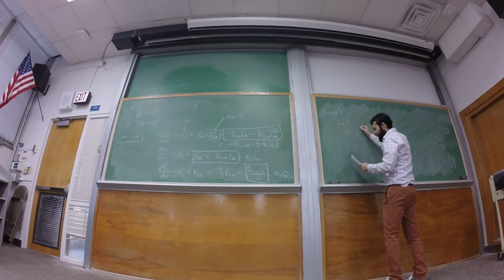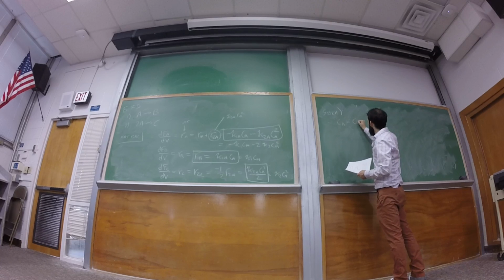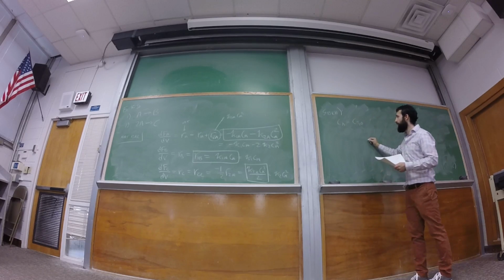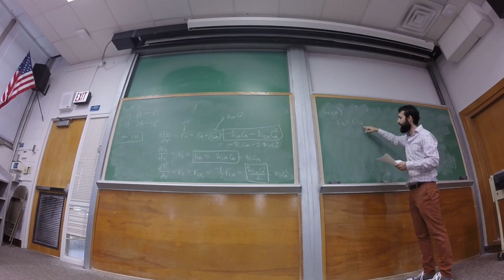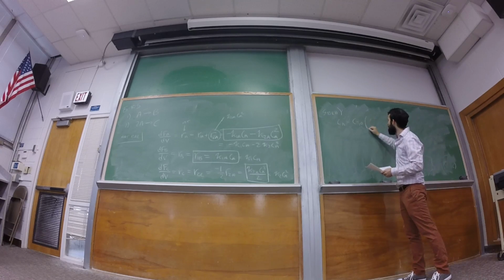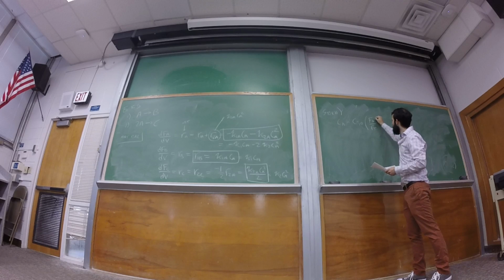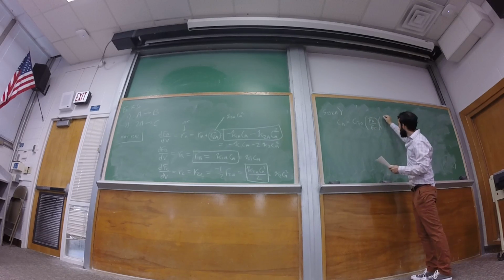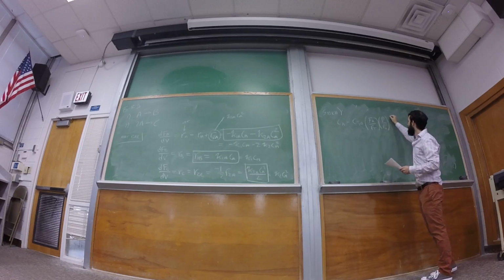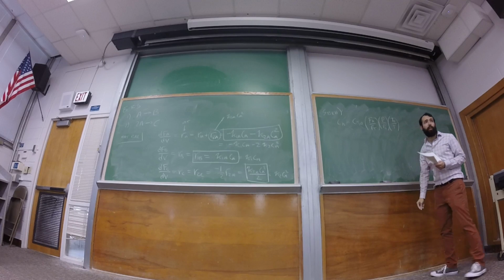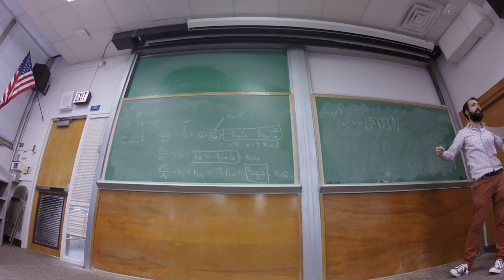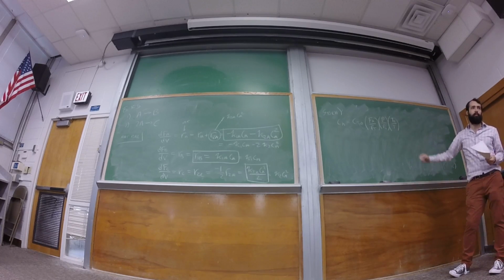Concentration of A. What you use for multiple reactions in the gas phase is this form. Concentration of A is equal to the total concentration times the flow rate of A divided by the total flow rate, times P over P naught, times T naught over T. If you don't remember, that's in the chapter on multiple reactions.